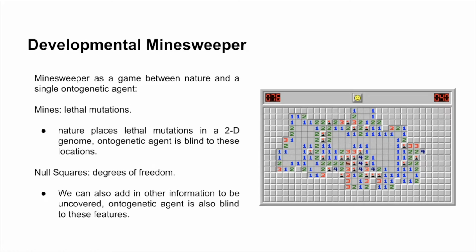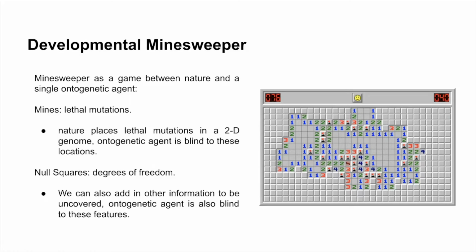And so you can actually take this game and turn it into a developmental game by looking at this game where you have a two-dimensional genome. Imagine this is a two-dimensional genome, and the ontogenetic agent doesn't know where the mines are. In this case, the mines are lethal mutations. So the agent is picking spots in the genome, and some of these are lethal mutations. So the idea is that in this two-dimensional space, the agent is picking places to express its genome, but it doesn't want to pick the lethal mutations. It wants to pick around that.